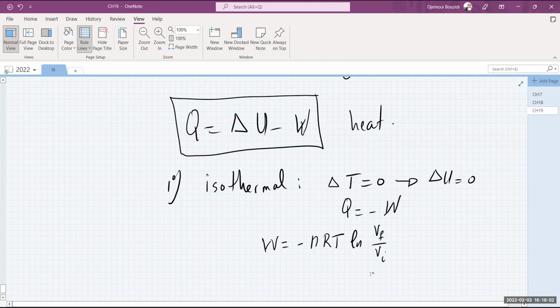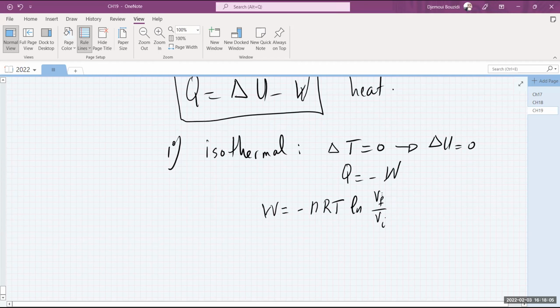And this is positive if the ratio of these volumes is less than 1, because the ln becomes negative, and then the negative times negative becomes positive. Or it's negative if the final volume is greater than the initial volume. In other words, in an expansion, W is negative, because in an expansion the final volume is greater than the initial volume. So this ratio is more than 1, and ln of more than 1 is positive. So the work is going to be negative.